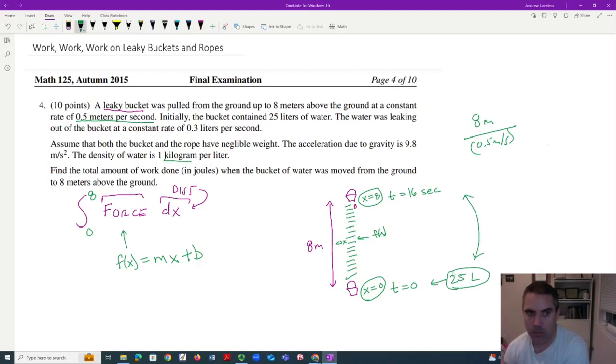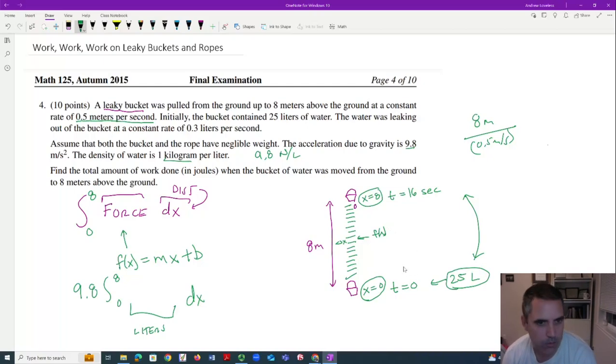Now, liters is not weight, but they tell you how to turn it into weight. They say it's 9.8 meters per second squared times kilograms, so that's 9.8 newtons per liter. So to get the force, it's going to be 9.8 times how many liters there are. So my first comment is it's going to be this times dx, and then I just need to figure out how many liters there are. So we're trying to find the equation of a line.